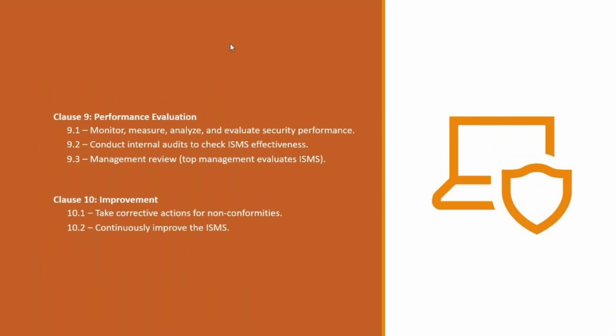Clause number 9 is saying, okay, you have done your part. You have identified a problem, now you have fixed that problem as well. Next, what? Evaluate. Performance evaluation: monitor those controls, analyze those controls, evaluate those controls. What for? For their performance, whether they are working fine or not, whether they are effectively working or not. How? By conducting a risk assessment.